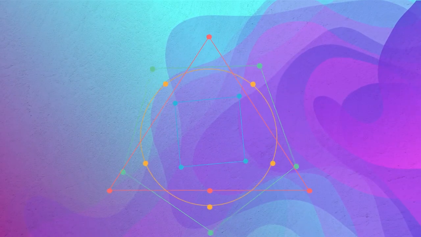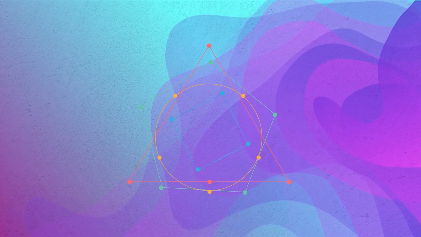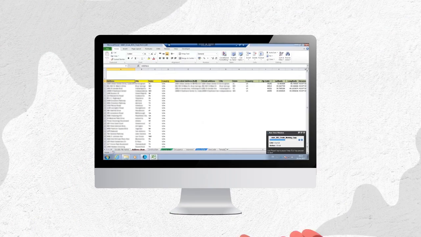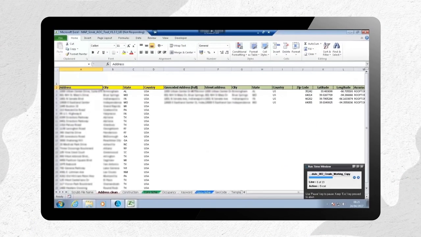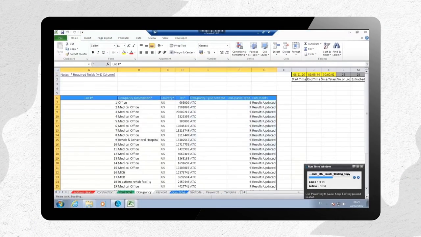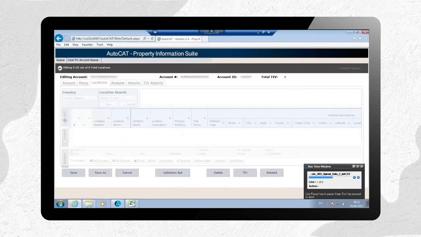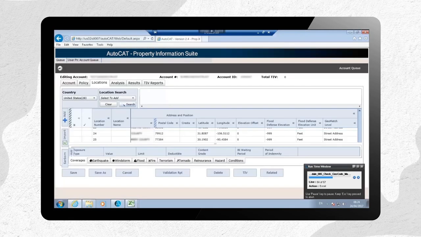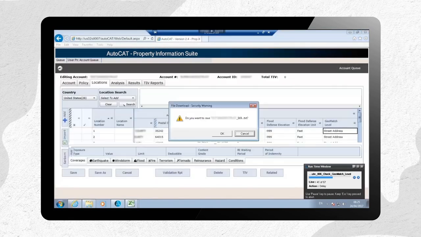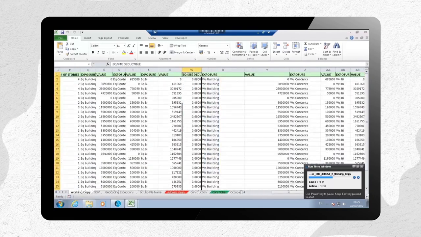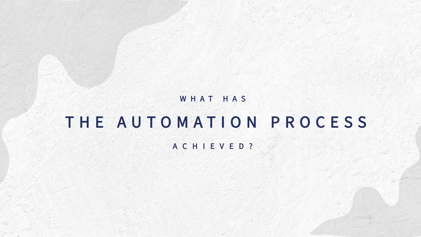We developed an end-to-end solution using a combination of point solutions developed in scripting platforms and robotic process automation, or RPA. This coordinated solution resulted in a much more efficient process with perfect accuracy and little to no human intervention. The analysts only needed to handle the few exceptions that arose in the process. Once the analysis is completed, the process of downloading and distributing the results is also taken care of by the bot solution. So, what has the automation process achieved?